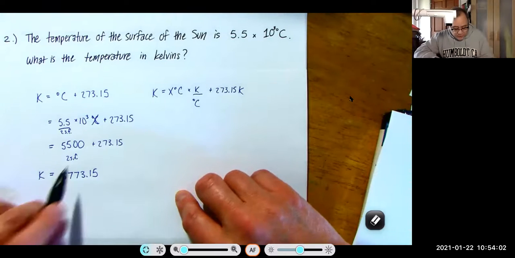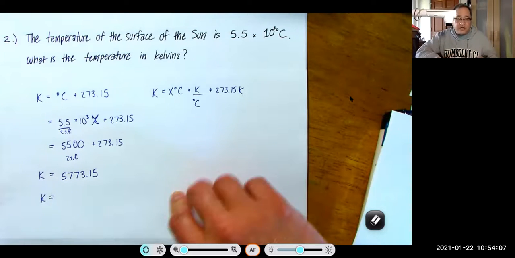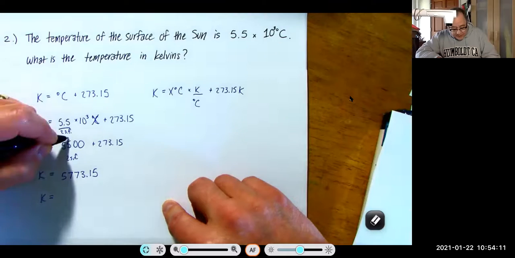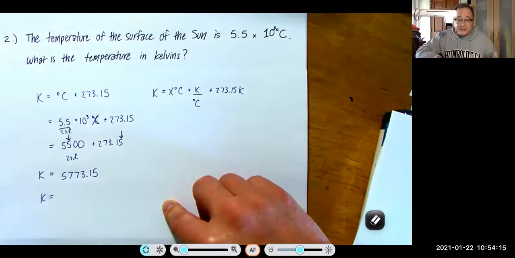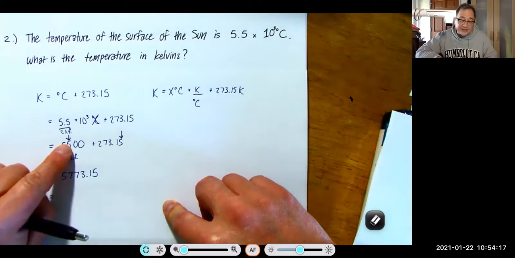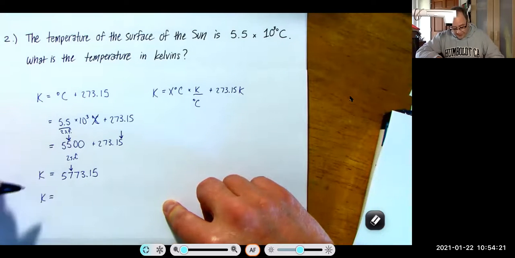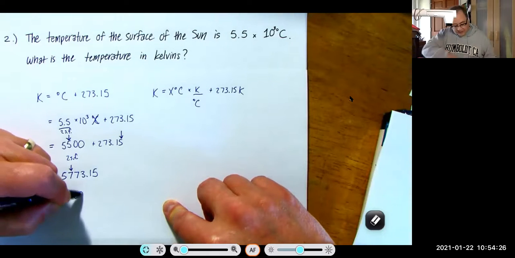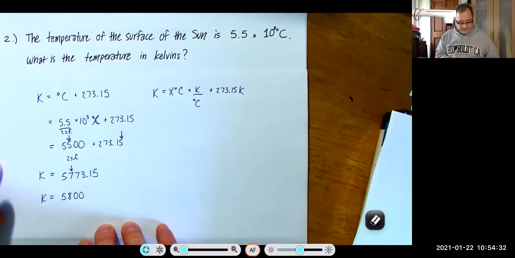And when we're adding two numbers together, the way to round is to round to whichever number is least precise. This is precise to the hundreds place. This is precise to the hundredths place. Since this is less precise, we need to round to right there. So this becomes 5,800 Kelvin. Any questions there? No. Okay.